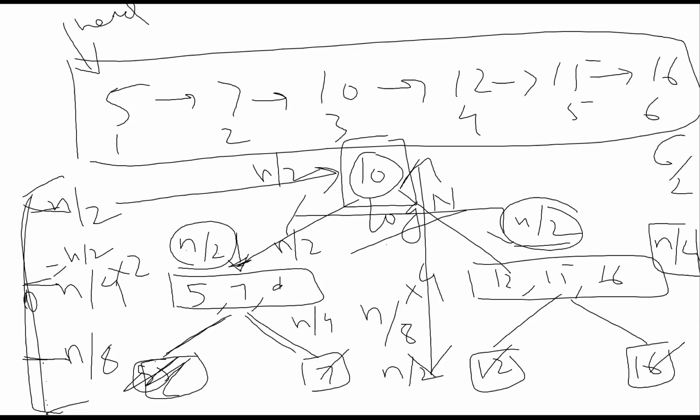At every step, we'll have n by 2, n by 2, n by 2. And we know how many levels it will create, because it's a binary search tree. It will create log n levels. So we have log n. So n log n, again, is the time complexity for this one.